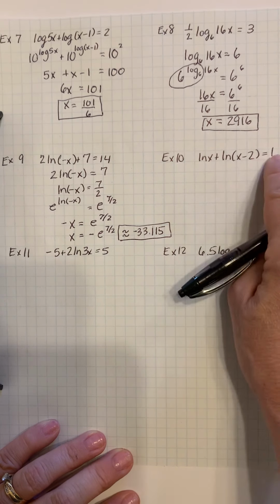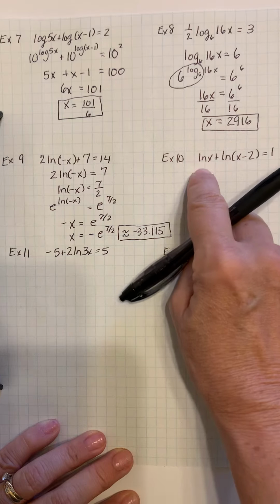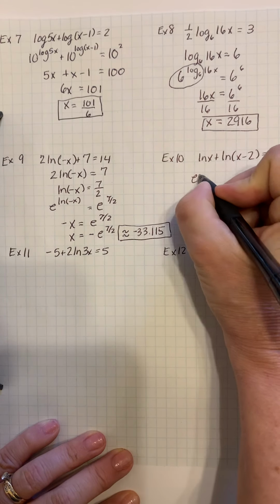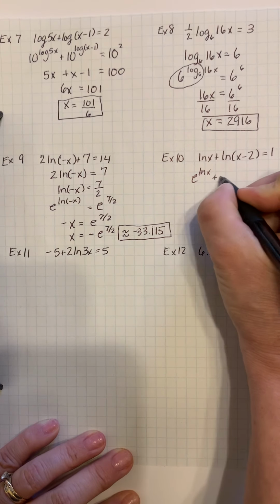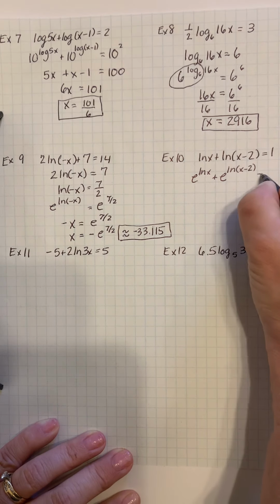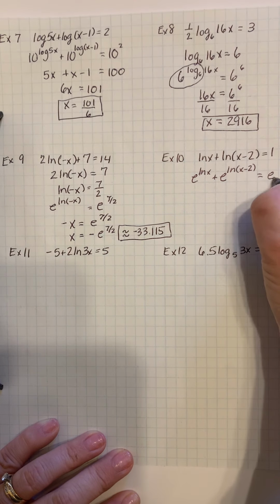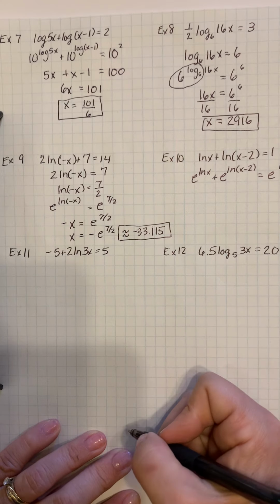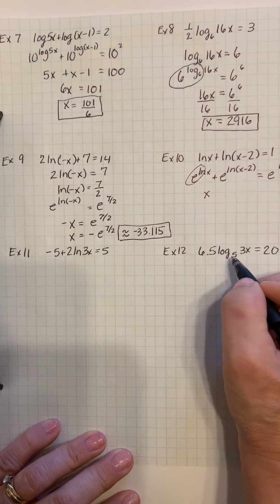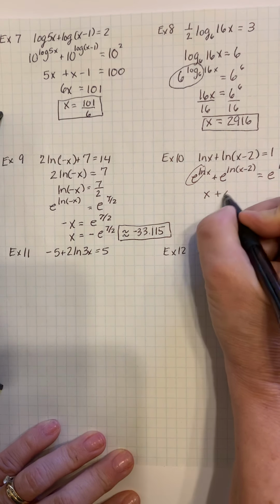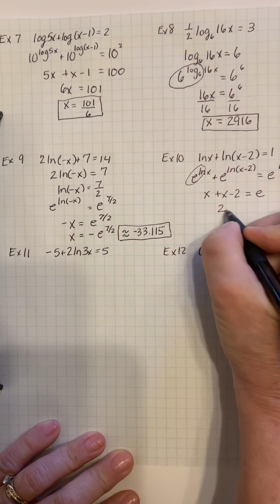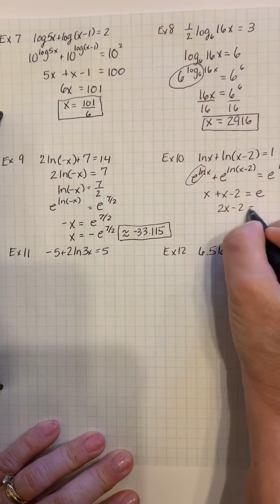I have to undo each of these. And undoing a natural log, remember the base, we exponentiate it, is e. e to the natural log of x plus natural log of x minus 2, everything gets raised up. These undo each other, leaving us with x plus x minus 2 equals e. 2x minus 2 equals e.